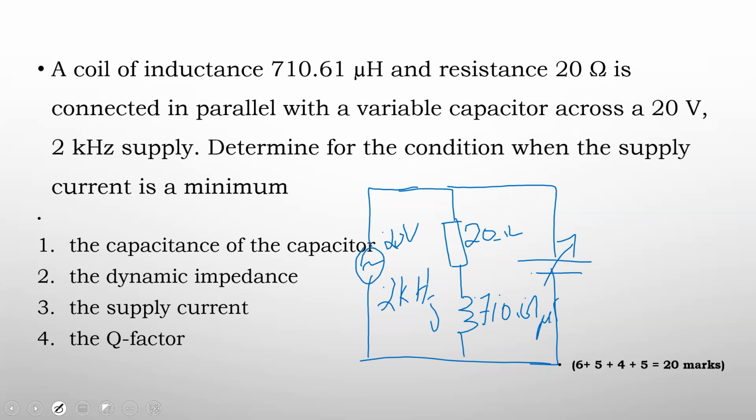So now that we have drawn the circuit, the next question is, notwithstanding the fact that we know we are currently dealing with resonance, what is it about this question that tells you that we are asking about resonance? Supply current is minimum. Good. So the current from the supply is a minimum. So that would tell you that the circuit is resonating.